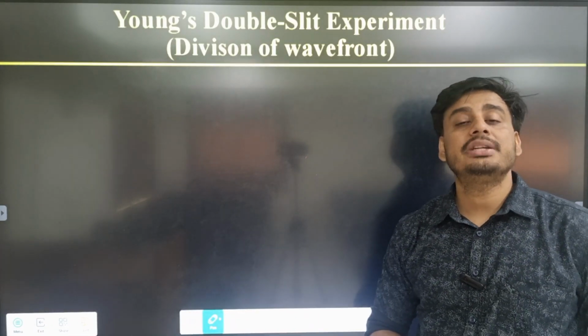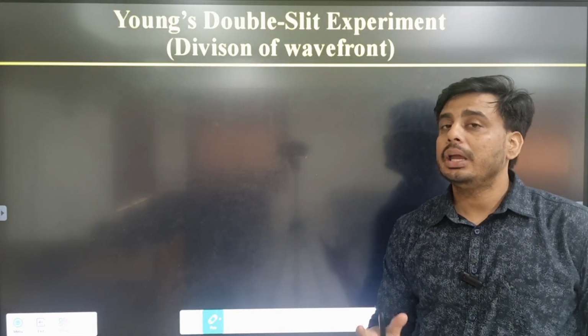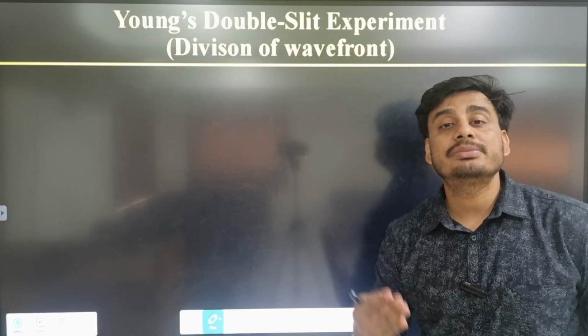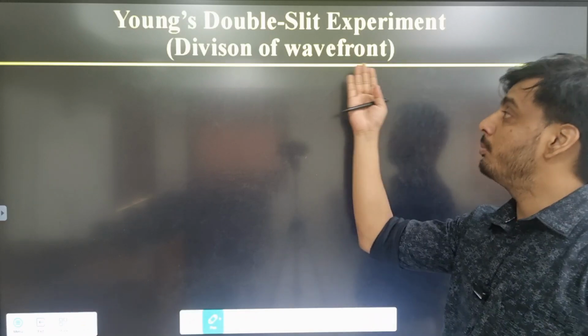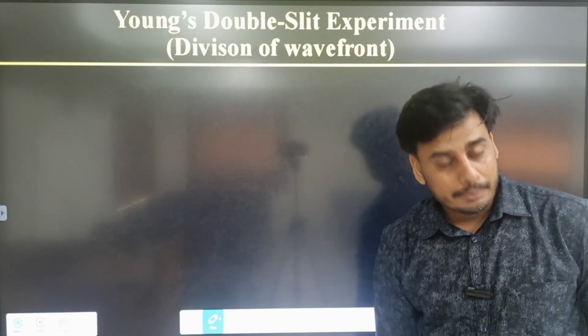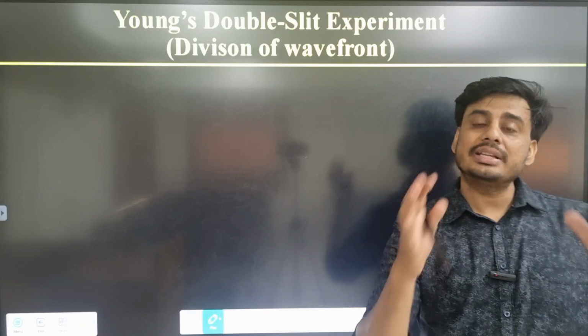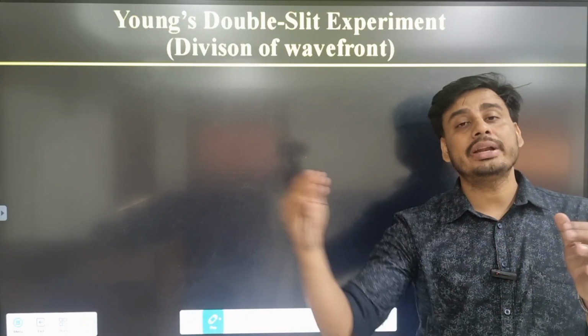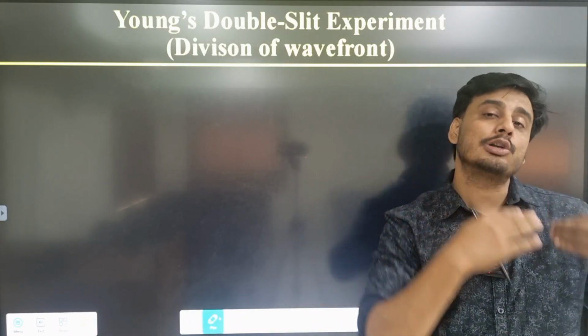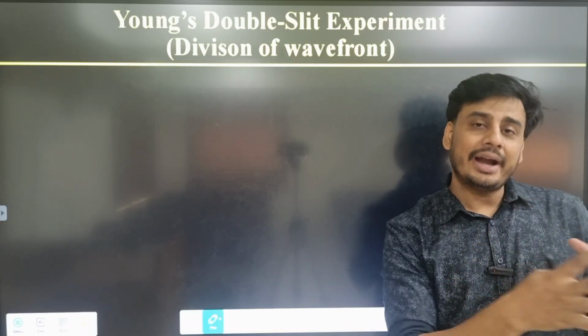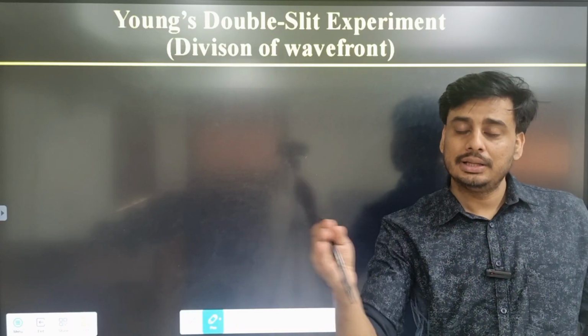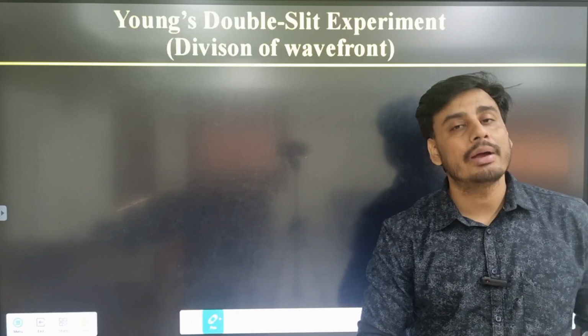Young's double slit experiment is an experimental setup in order to study the interference pattern. This is also said to be division of wavefront, because here we are considering a single source, and from the source we are creating two slits which appear to be two virtual sources. Since we divide the same wavefront into two parts, this is said to be division of wavefront.